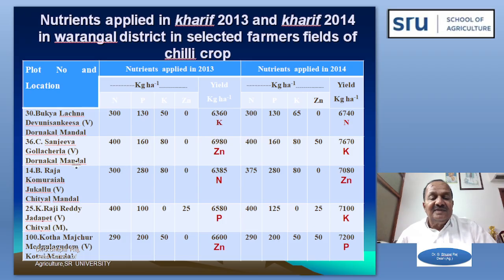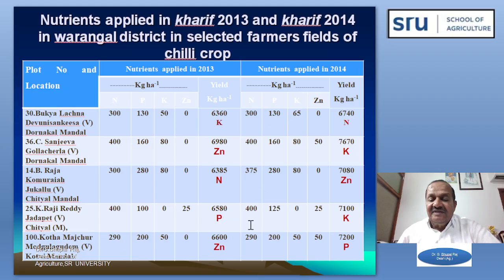Similarly, we have tested different farmers' fields across the zone. Another field, for example, belongs to another farmer, Raj Reddy. Before arriving at the norms, he was applying 400 kg nitrogen, 100 kg phosphorus, no potash, and 25 kg zinc, where phosphorus was found to be a deficient nutrient.